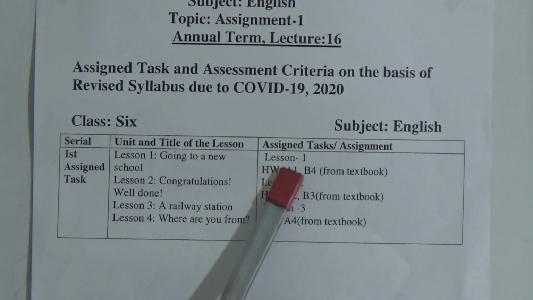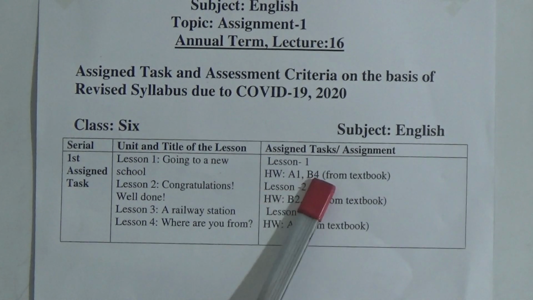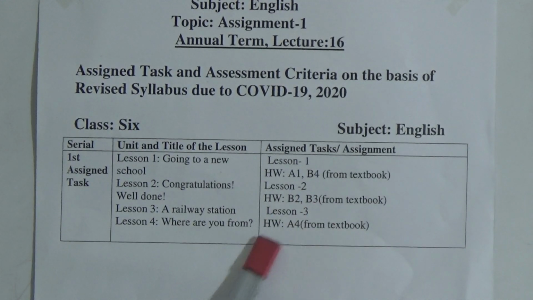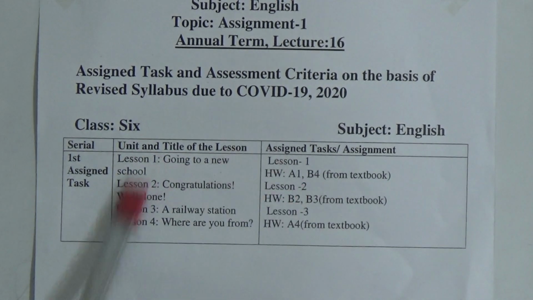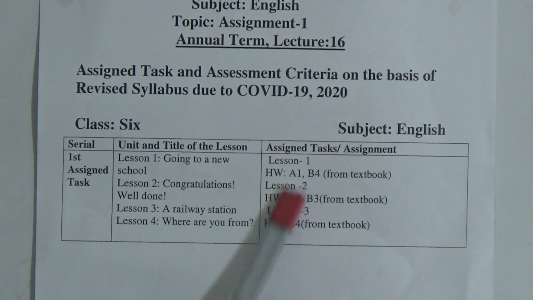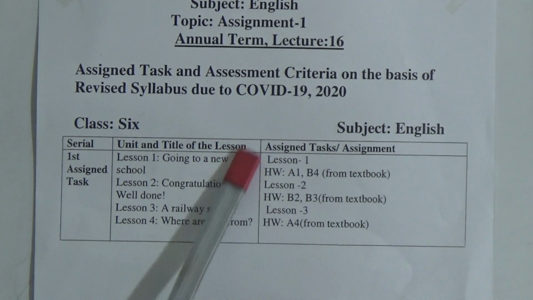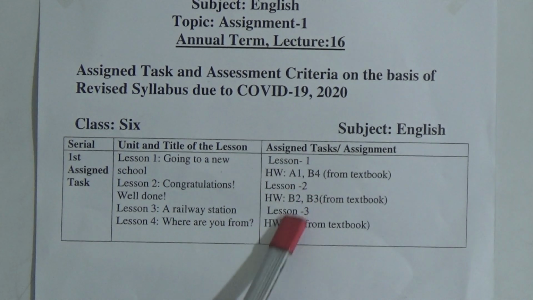Now look, from lesson 1, what will we do? We will do A1 and B4. And from lesson 2 we will do B2, B3 and from lesson 3 we will do A4. So this is our assignment number 1. I repeat, this is assignment number 1. And for doing assignment number 1, we need to take the help of English for Today book.